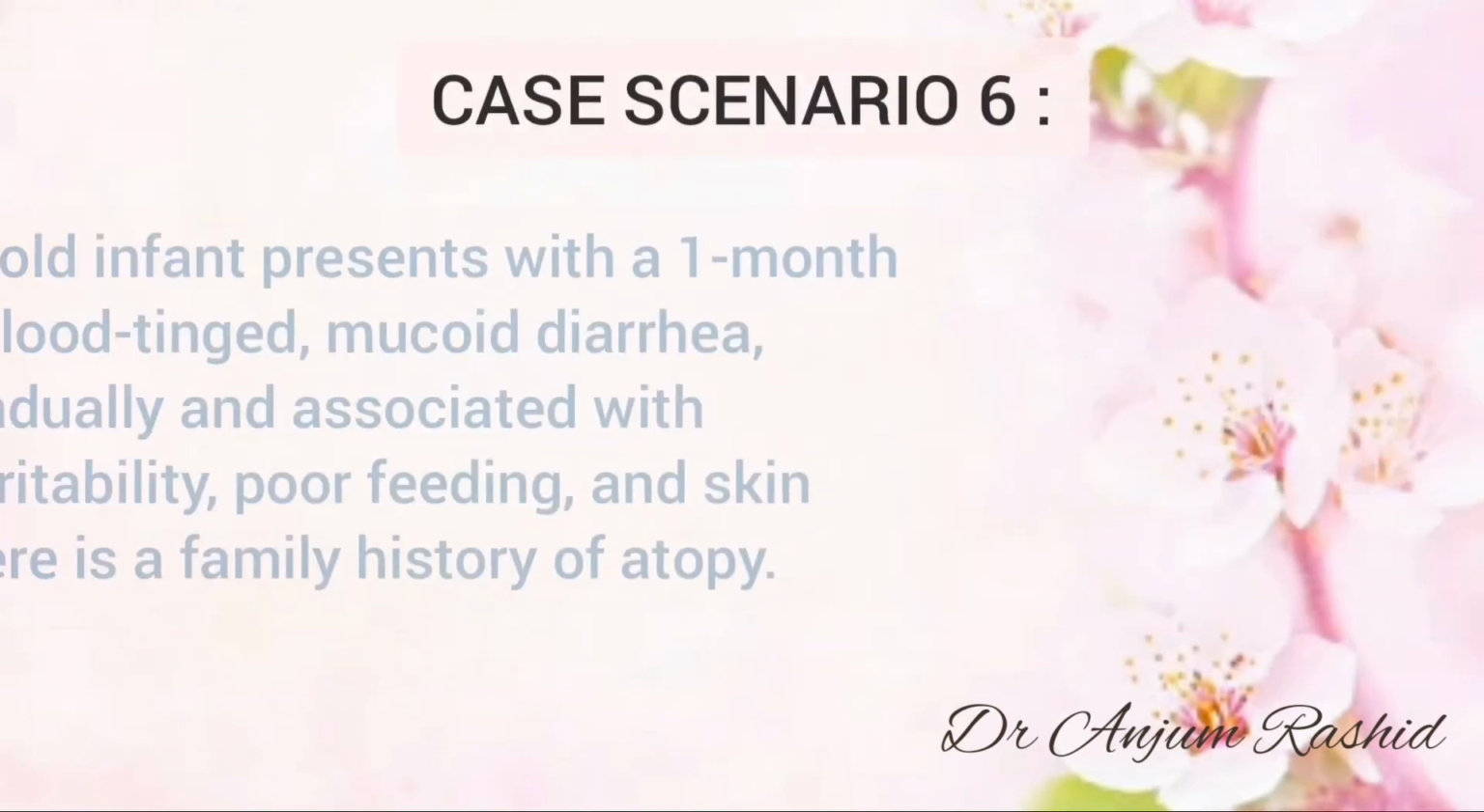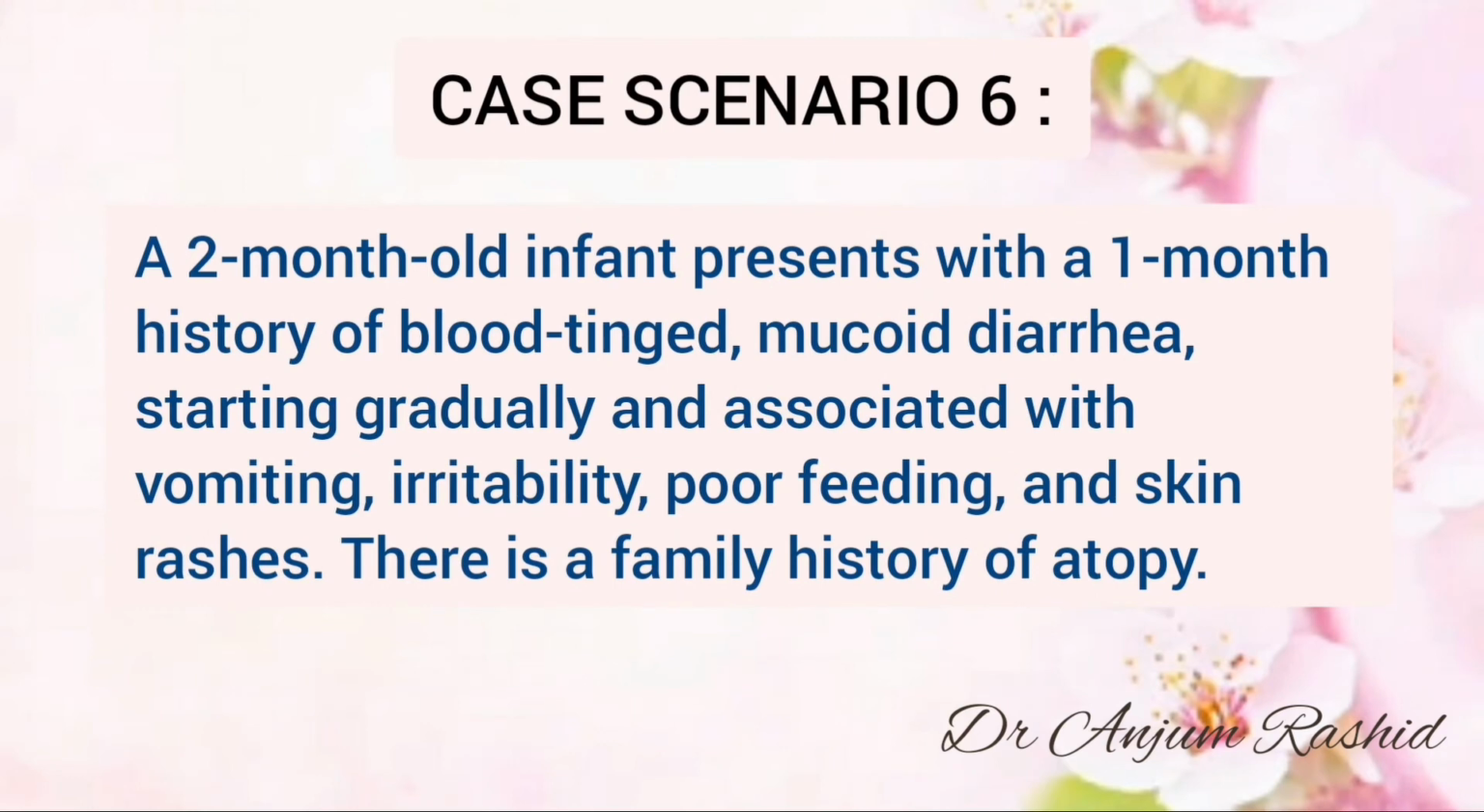Case number 6. A 2-month-old infant presents with a 1-month history of blood-tinged mucoid diarrhea, starting gradually and associated with vomiting, irritability, poor feeding, and skin rashes. There is a family history of atopy.